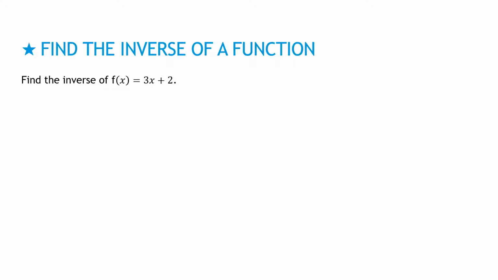So again, I'm going to remember this is y, and I'm going to just write x equals 3y plus 2. So now I'm just going to solve for y. So let's subtract 2 from each side. So I get x minus 2 equals 3y. I need to divide by 3.